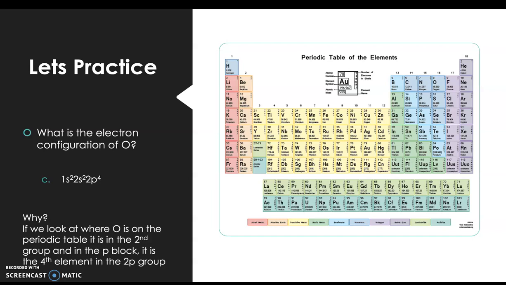If we look at where oxygen is on the periodic table, it is in the 2nd group and in the p block. It is the 4th element in the 2p group.